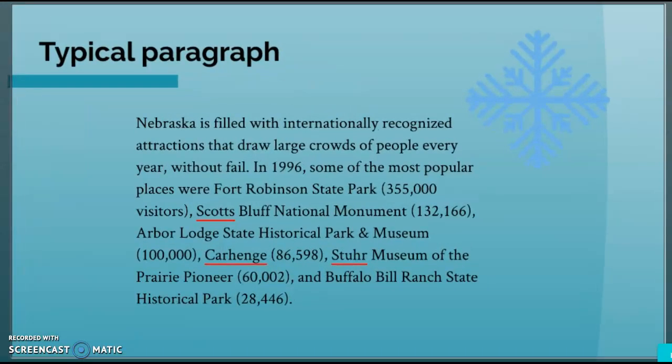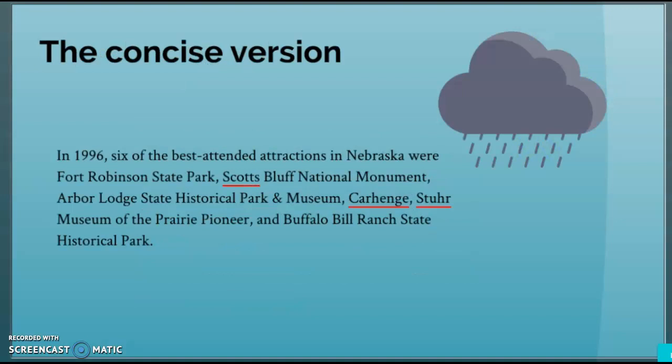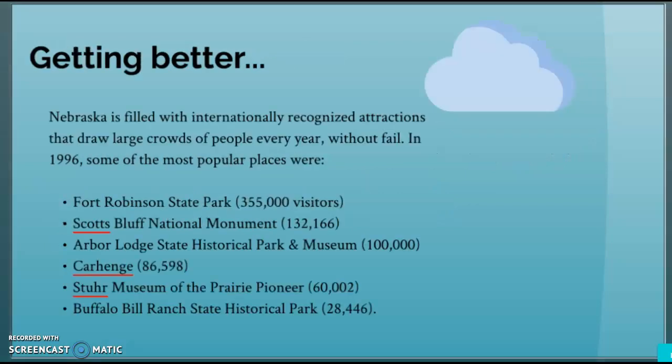This is an example of a typical paragraph that would be done in traditional writing. It has a lot of words, a lot of parentheses, a lot of information, and reads like a sentence. The concise version, this is that first paragraph boiled down into only the essential stuff, nothing extra, nothing distracting. Getting better, this is becoming better for virtual communication. So you see a short sentence at the top with a colon and then a bullet point list of 6 important things that you need to know.